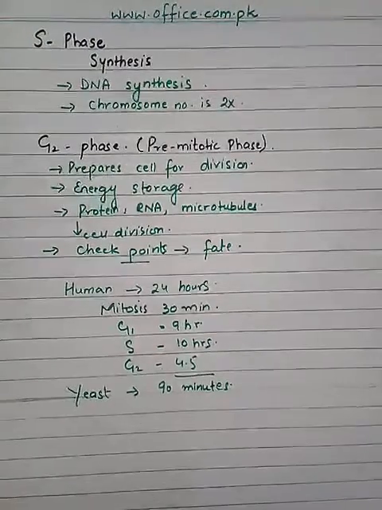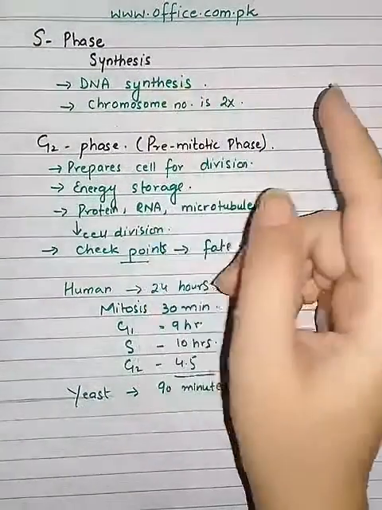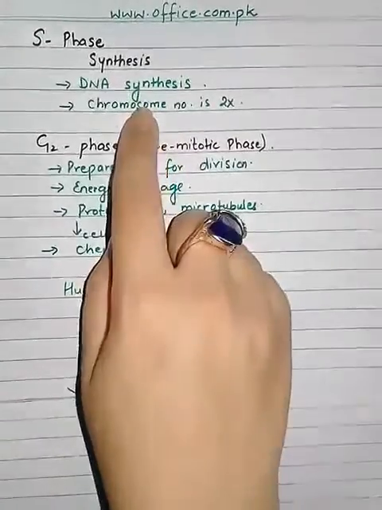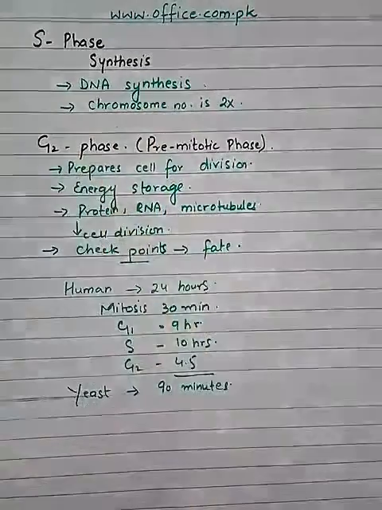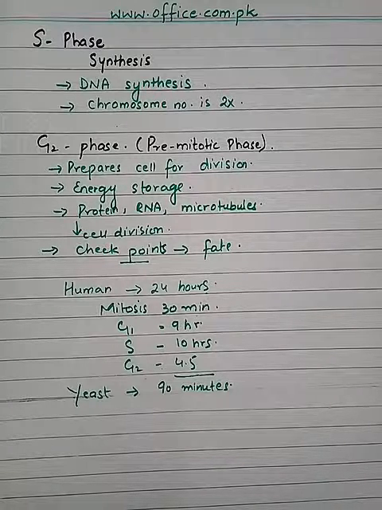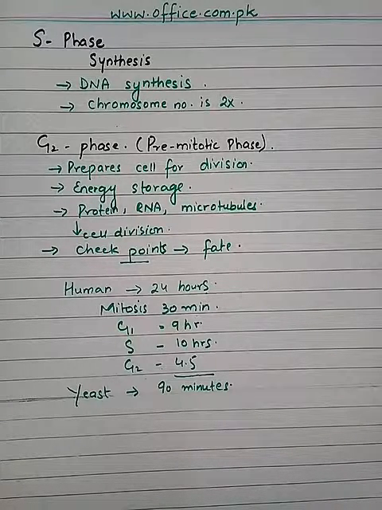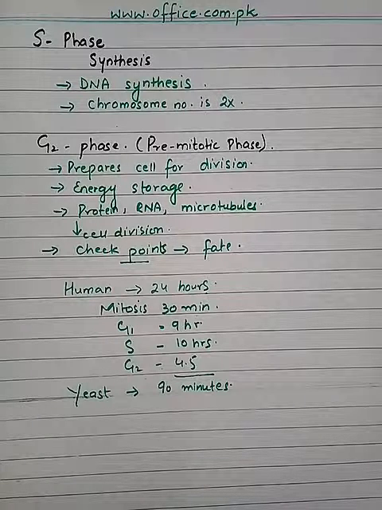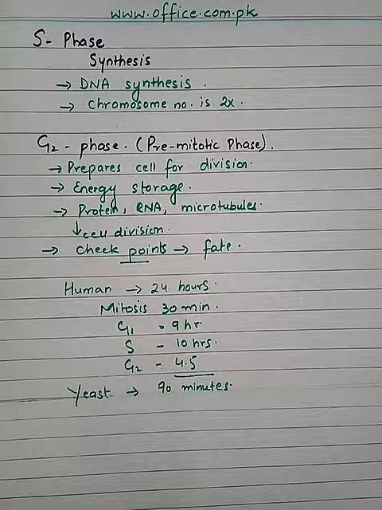In the synthesis or S phase, the DNA is synthesized and the chromosome number is doubled. As soon as the chromosome number is doubled, it enters into the G2 phase, which is the pre-mitotic phase. It will prepare the cell for division. The energy storage will take place, and the proteins, RNA and microtubules are gathered. Then the cell enters into cell division, and during the whole process there are checkpoints which will determine the fate of the cell. In humans, the whole process of cell division is completed in 24 hours.